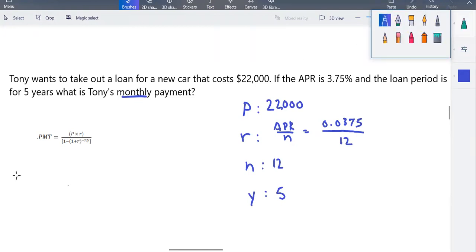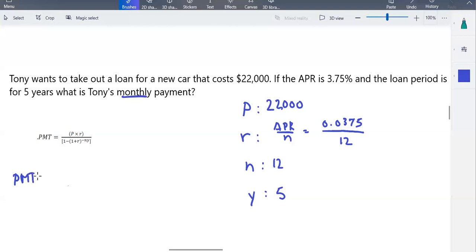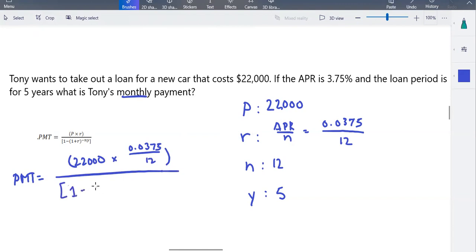Okay, so Tony's payment is equal to the principal or the loan amount times the periodic interest rate, that's the APR divided by N, 0.0375 divided by 12. And then we have this delightful denominator here. The ones are always ones. It's only the P, R, N, and Y that you need to fill in.